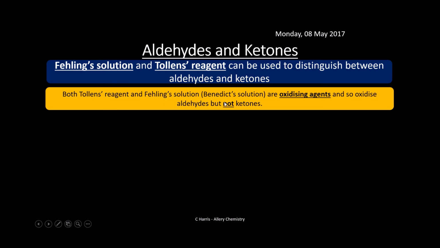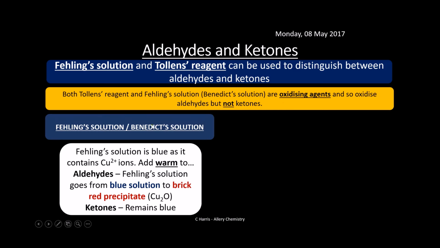So both Tollens and Fehling's, which is sometimes known as Benedict's, have a slightly different makeup, but they're pretty much the same. They're both oxidizing agents, so they will actually oxidize your aldehyde. What they do is oxidize the aldehyde, but they won't do it with ketones, okay? Because it's really difficult to oxidize ketones further, but aldehydes can be. So we can use this and we can get a visible change.